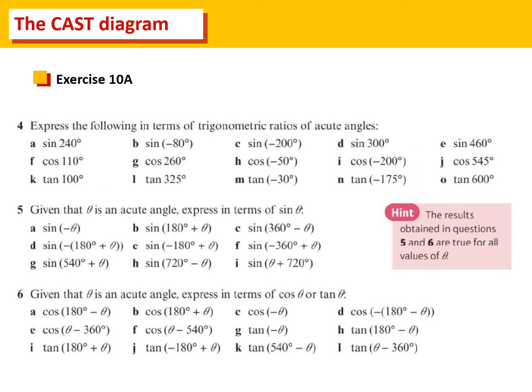So that's your CAST diagram. That's the exercise from the textbook, the Pure 1 textbook. I recommend you have a go at questions 4, 5 and 6. You really need to know how to use the CAST diagram because it's going to occur in the section on solving equations, and that is going to be tomorrow's lesson.